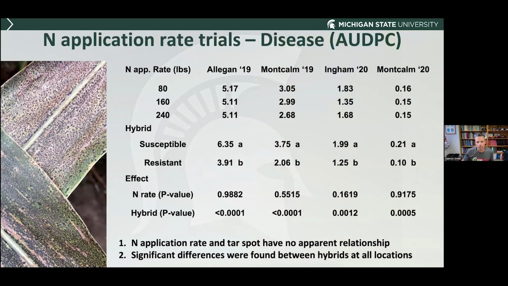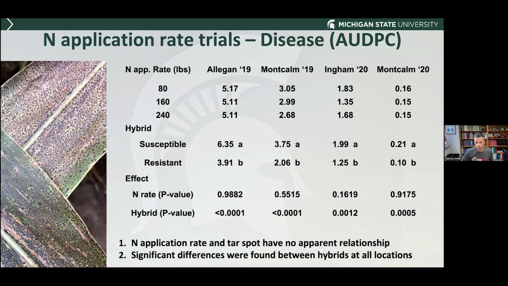What's interesting is that nitrogen had no impact on basically the rate or final increase in tar spot. There are some rumors out there that nitrogen plays a role, maybe low versus high nitrogen. But there's been really no evidence, and I've looked at this a bit in some of our trials as well. Again, no clear evidence to suggest that nitrogen has any impact.